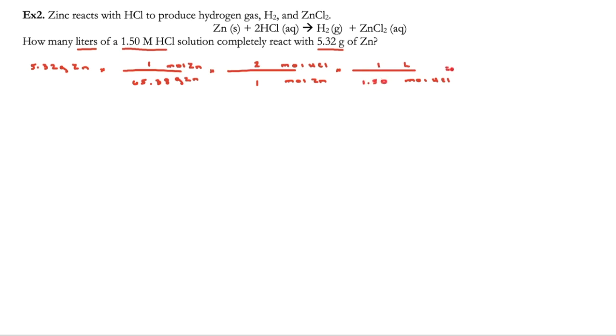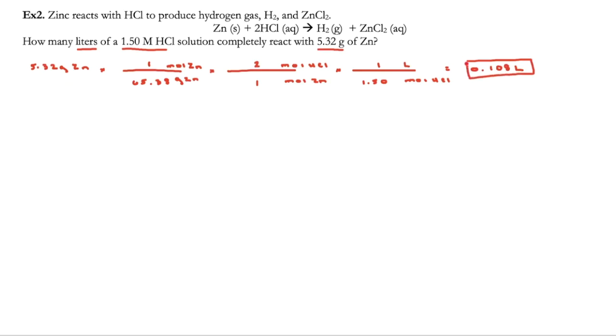So really all of these problems are just manipulations of our units. I'm going to take 5.32, divide by 65.38, multiply by 2, and then divide by 1.50, and I get for my volume 0.10849. Let's figure out sig figs. 3 sig figs here, 3 sig figs here, so I want a total of 3 sig figs, so 0.108, and my units are liters.